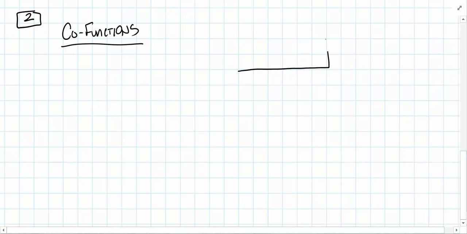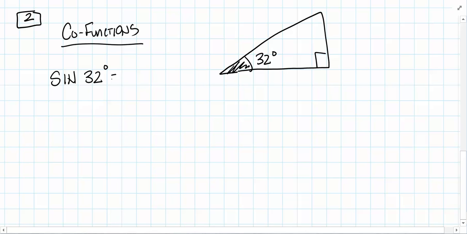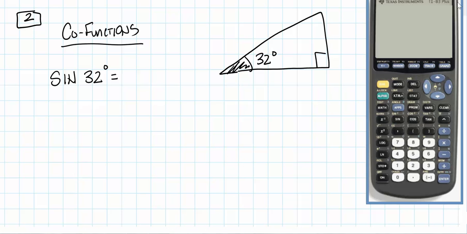Cofunctions. Do your best to draw a right triangle. Give yourself an angle measure of theta down here, which we'll call 32 degrees. And this is 90 up here. All right, so what I would like you to do is experiment. Can you please tell me what is the sine of 32 degrees on the calculator? So right now, go ahead and figure out the sine of 32 degrees. Make sure your calculator is in radian mode.